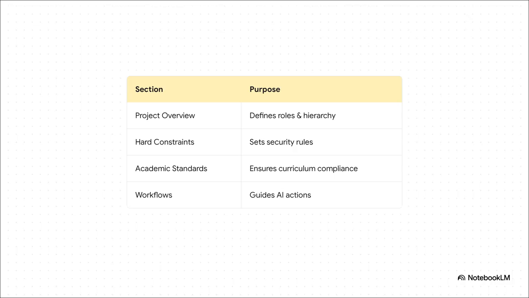And the structure of this file is what makes it so smart. You've got the project overview, which defines who's who. Is it talking to the head of the school or a specific subject teacher? Then you have hard constraints. These are the absolute non-negotiables, like never invent student data. Academic standards make sure everything it produces is compliant with your curriculum. And workflows give the AI a step-by-step guide for complex tasks, like creating intervention plans for a struggling class.